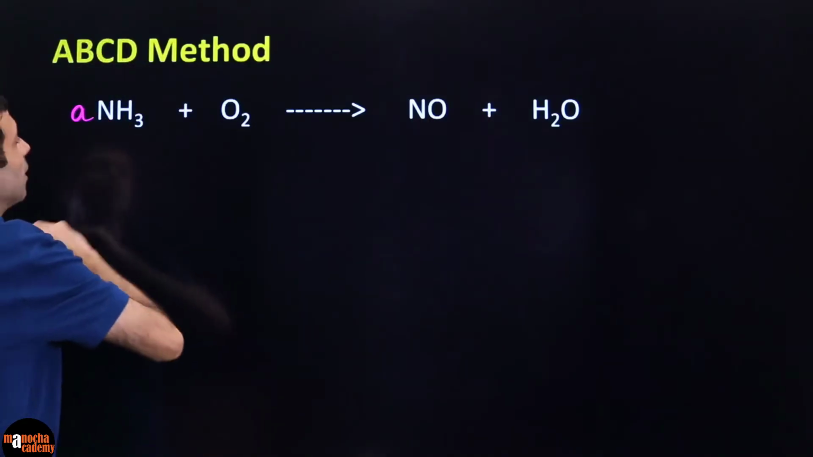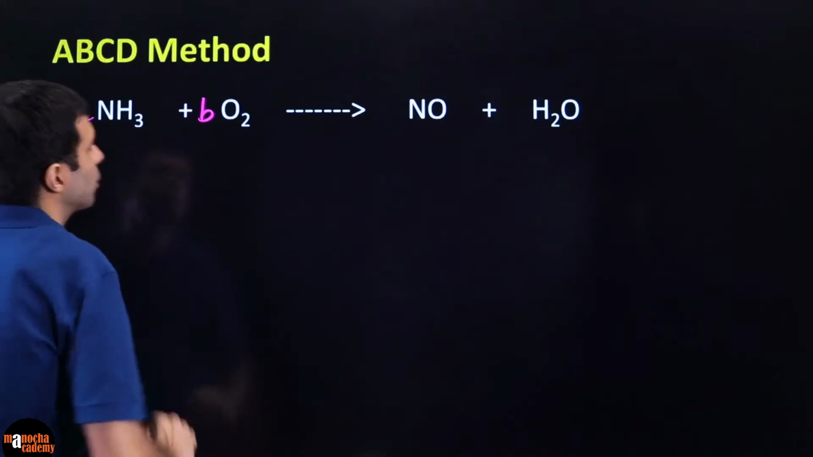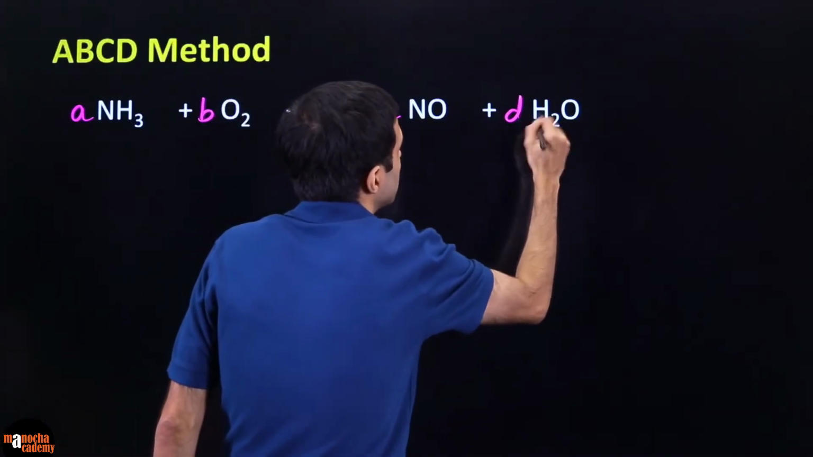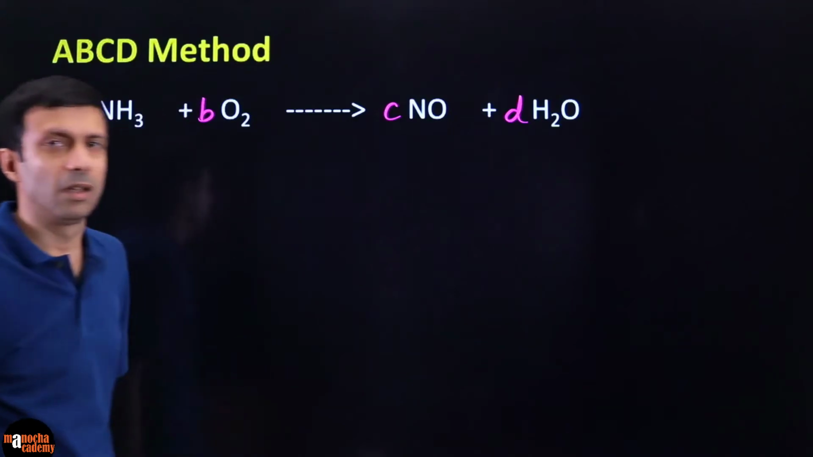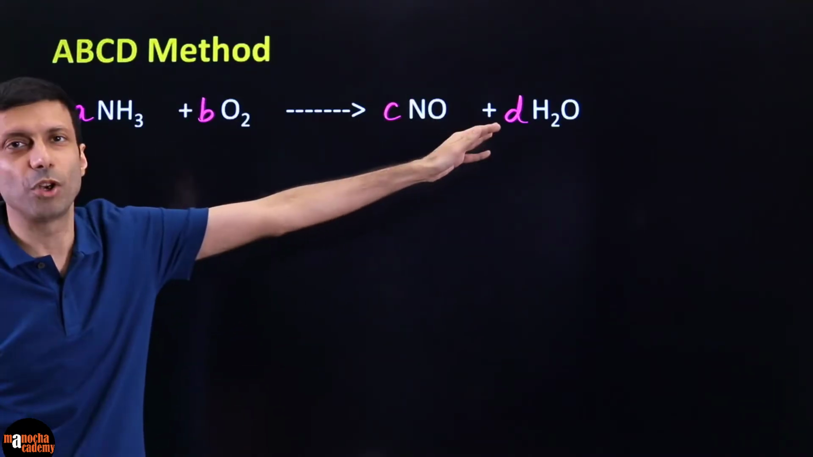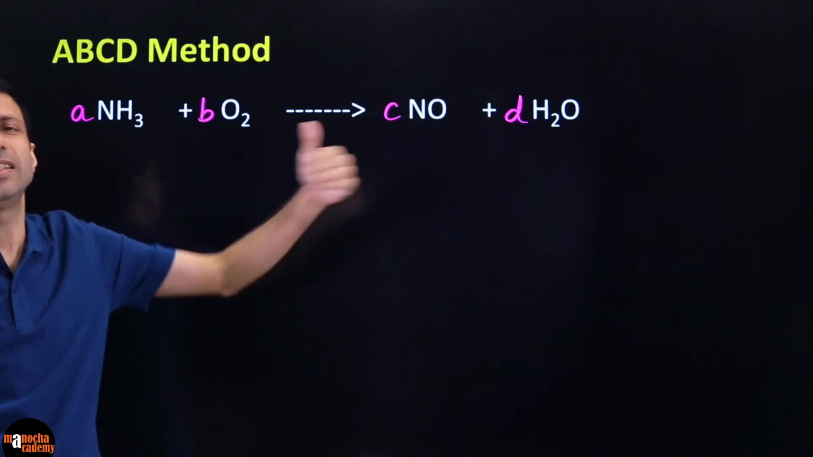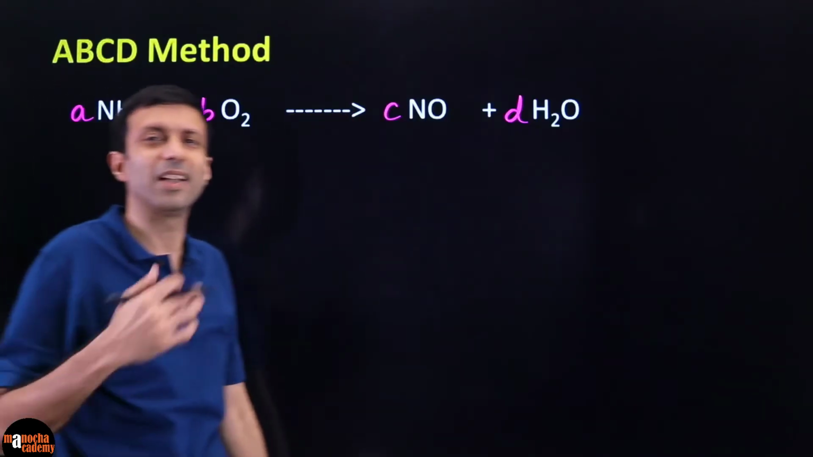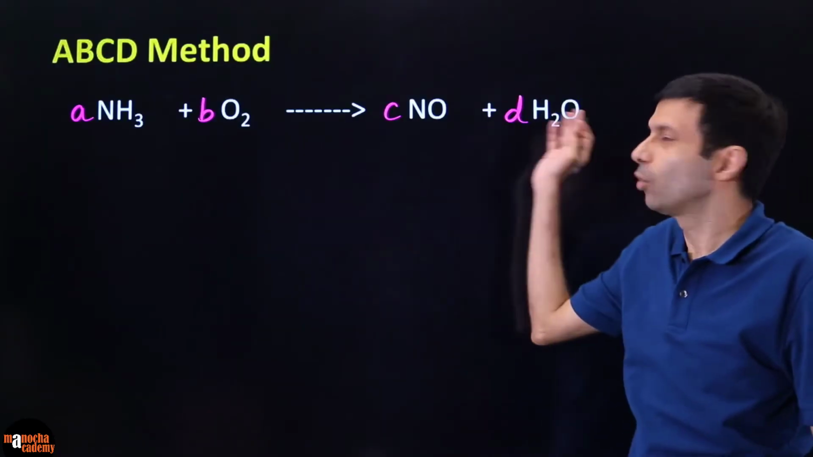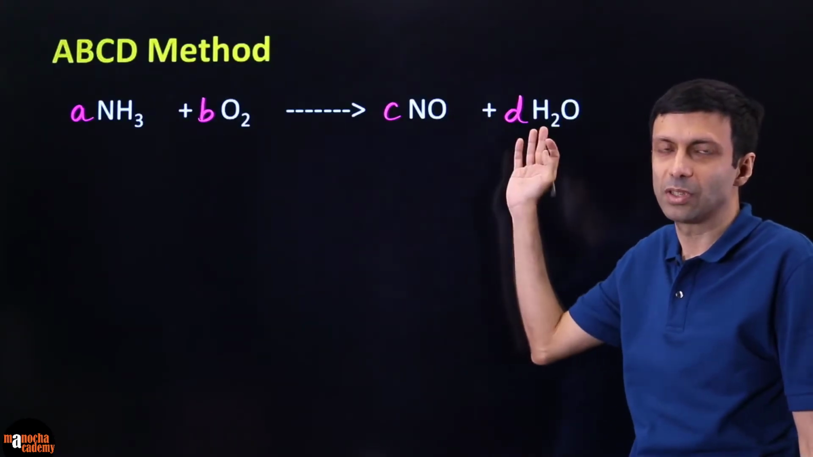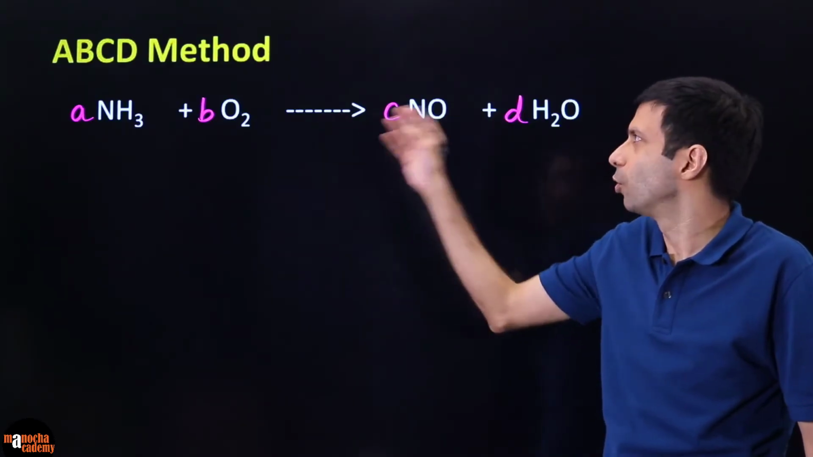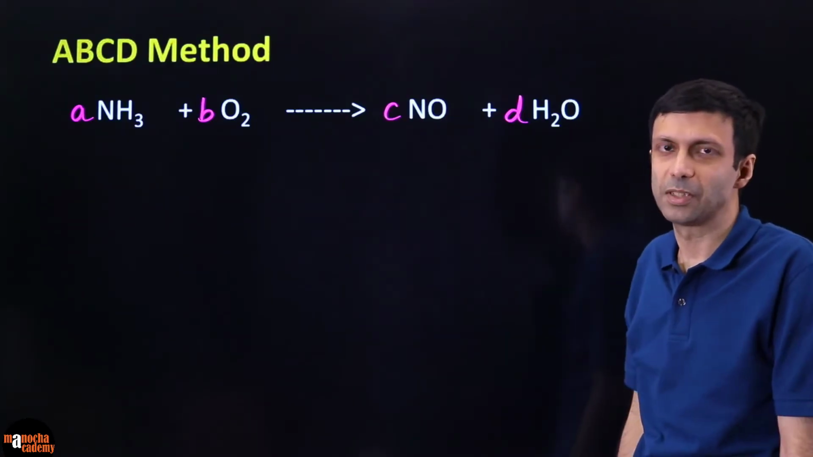A times ammonia plus B times oxygen plus C times NO plus D times H2O. Please don't use X, Y, Z, because after X, Y, Z, then what do you do? A. So do it A, B, C, D, E. This is the standard, so that you get as many letters from the starting. Here we are using only 4 variables because we have 4 compounds or 4 substances. It can be compound or element. 4 things in this equation, 4 substances.